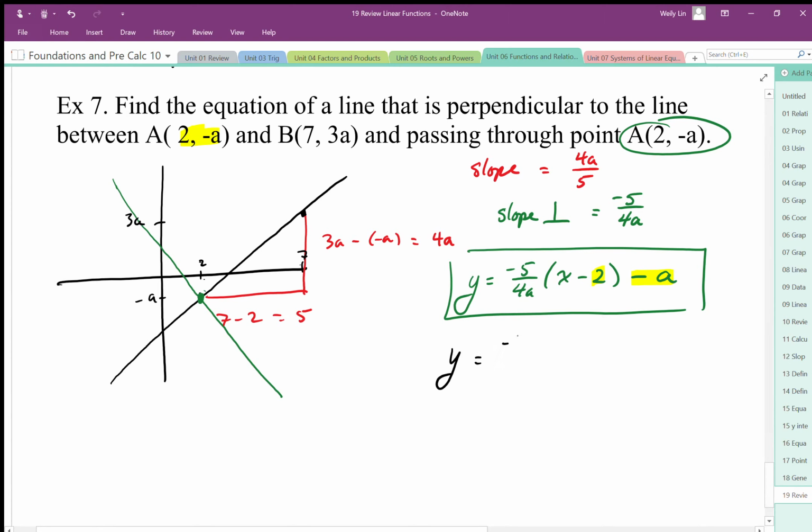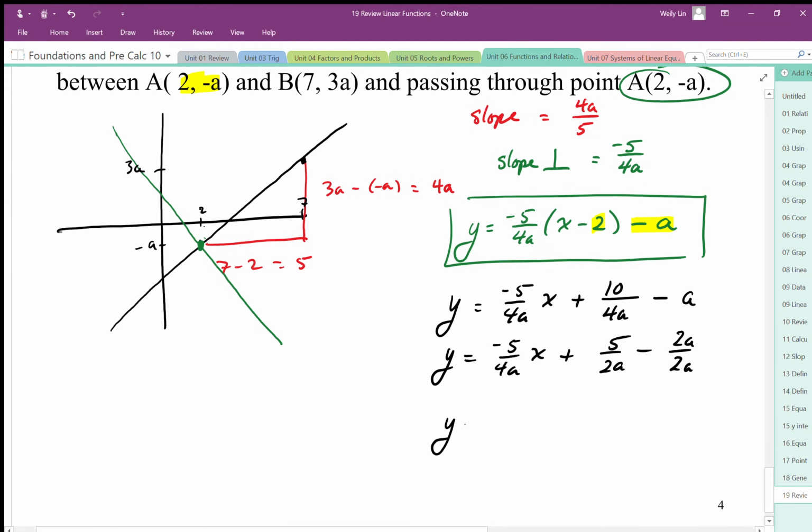So I end up with negative 5 over 4a x plus 10 over 4a minus, and let's just make that a, and then we'll combine those like terms. So we end up with negative 5 over 4a x plus 5 over 2a minus, we'll just make that 2a over 2a. So then this simplifies to y equals negative 5 over 4a x plus 3 over 2a.